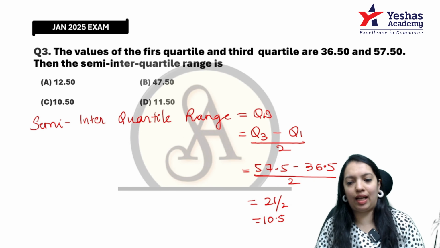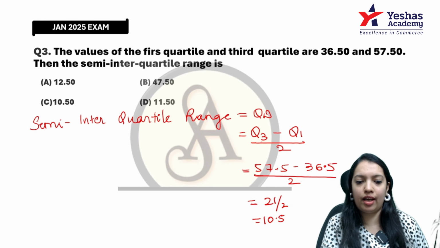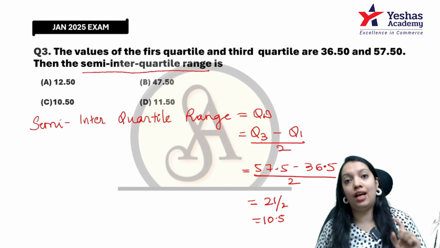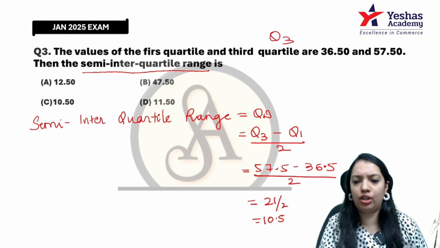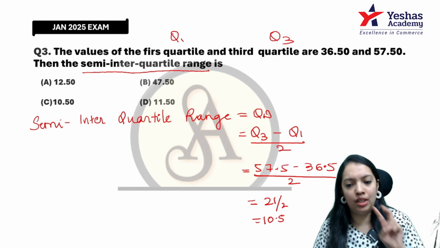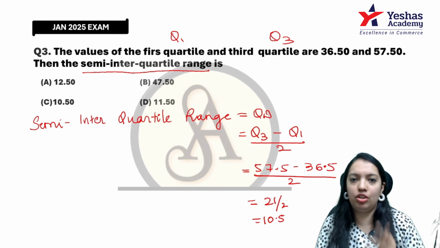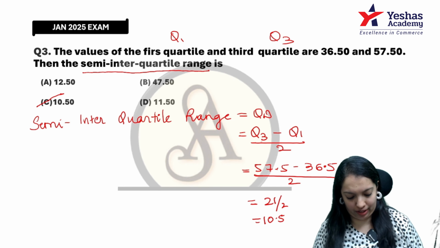Third question is about calculation of quartile deviation. They have used the term semi-interquartile range and this is another name for quartile deviation which is given by the formula Q3 minus Q1 divided by 2. Question has given Q3, Q1 values. Your answer becomes option C, 10.5.